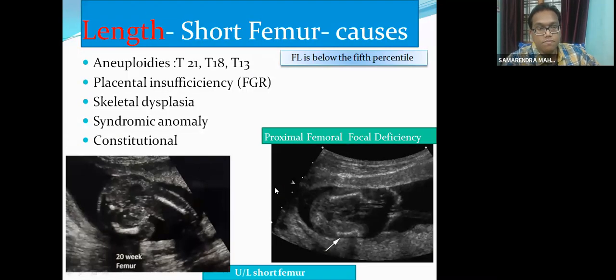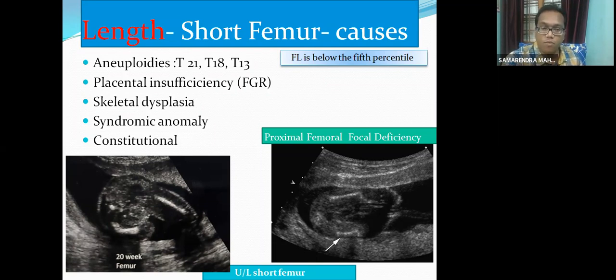In the short femur, the causes are multiple, out of which trisomy, aneuploidy, fetal growth restriction, skeletal dysplasia, and syndromic anomalies are the most common causes of short femur. But we have to rule out the constitutional one. And when we are getting one femur small, we have to examine all the long bones and take the objective measurement of all the long bones.